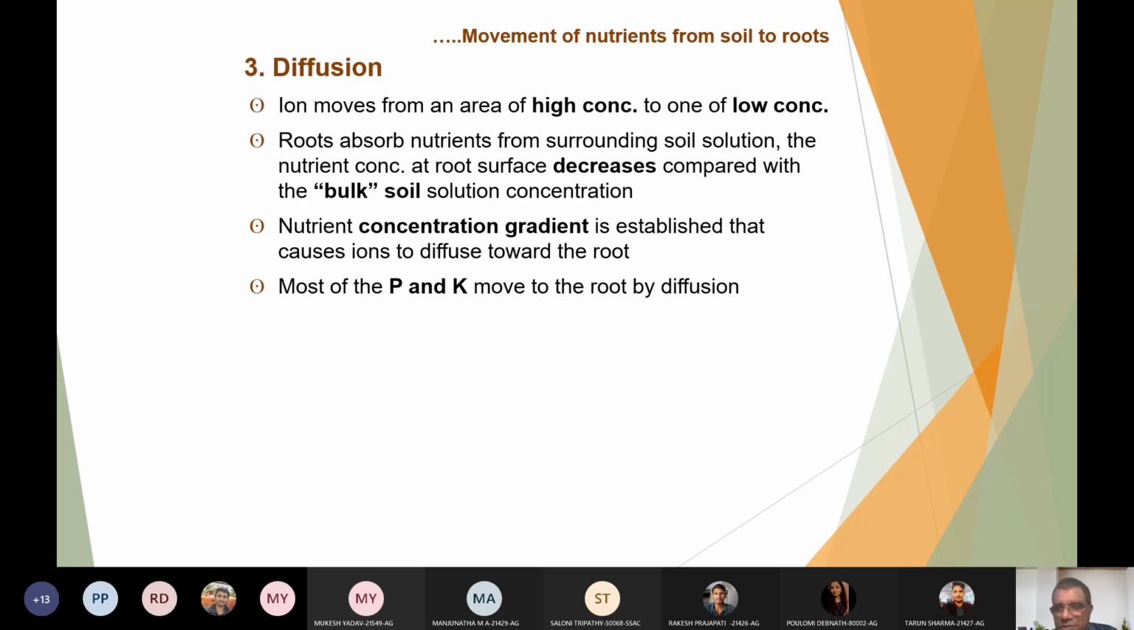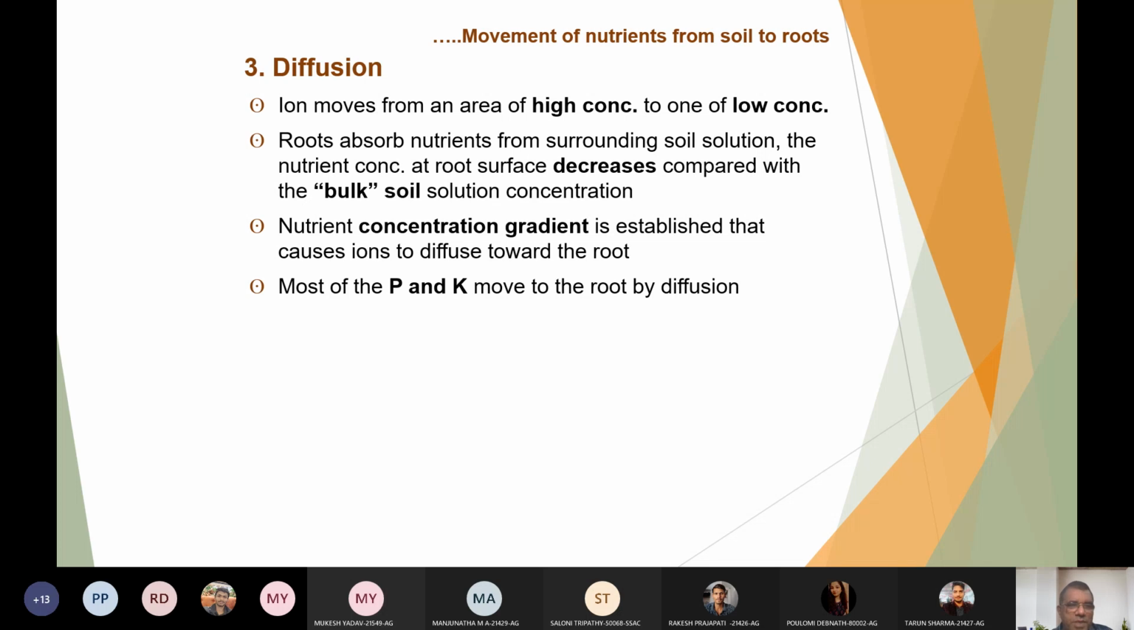Now, next is diffusion. The nutrients reach plant roots by diffusion also. So iron moves from an area of high concentration to one of low concentration. This kind of movement is along the concentration gradient. If it is the other way around, low concentration to high concentration, then it is against the gradient.